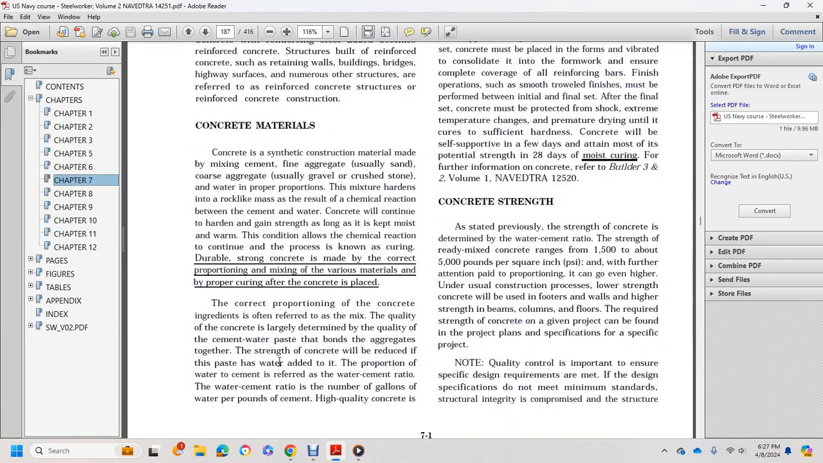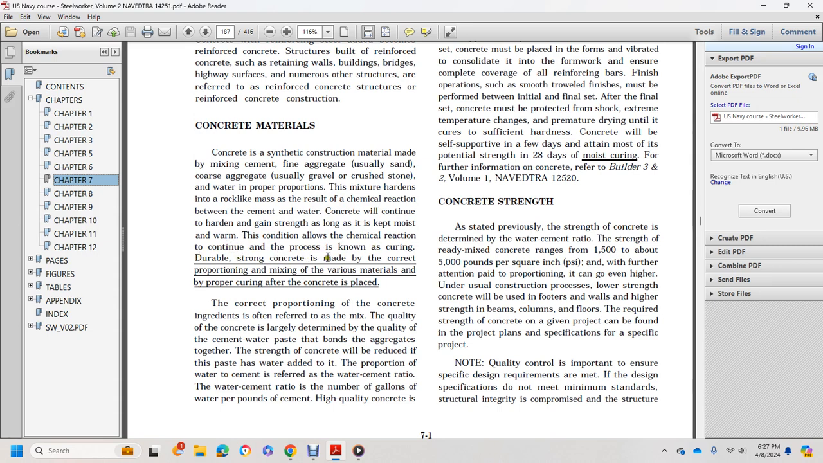Concrete materials. Concrete is a synthetic construction material made by mixing cement, fine aggregate, usually sand, coarse aggregate, usually gravel or crushed stone, and water in proper proportions. The mixture hardens into a rock-like mass as a result of the chemical reaction between the cement and water. Concrete will continue to harden and gain strength as long as it is kept moist and warm. These conditions allow the chemical reaction to continue. The process is known as curing.